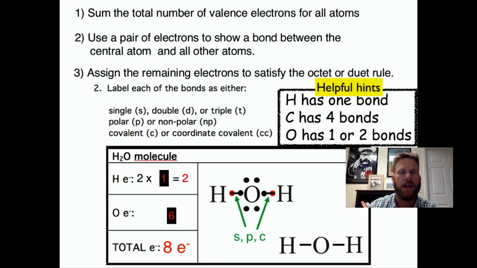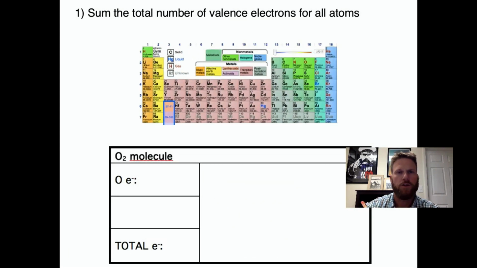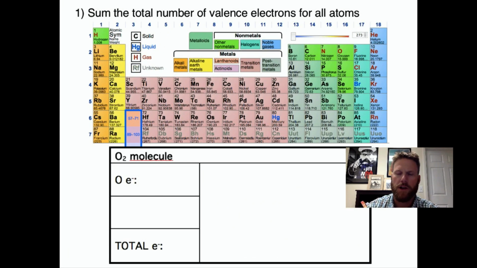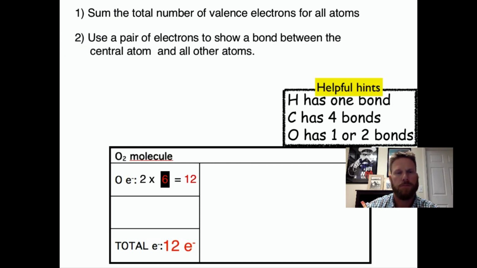Let's try one that has a double bond. So O2, if we look up oxygen on the periodic table, it's in family 6. There are 2 oxygens in O2, so we have to take 2 times 6 to get 12 total valence electrons to assign to this molecule. So we're going to next draw a bond between the 2 atoms that shows electrons being shared. So a bond between 2 oxygens.